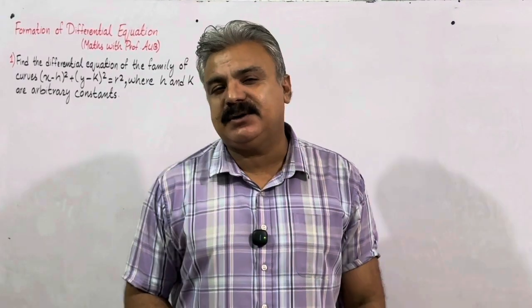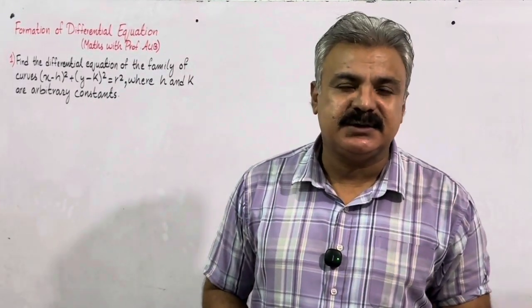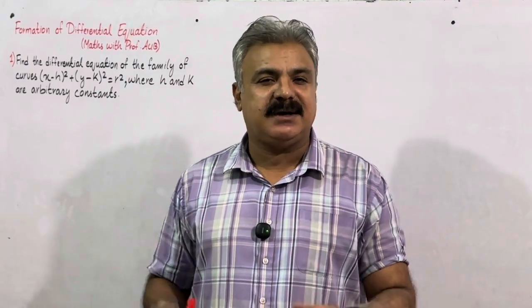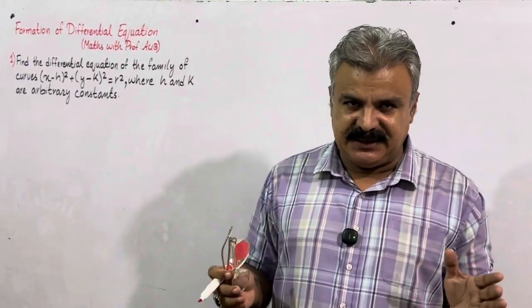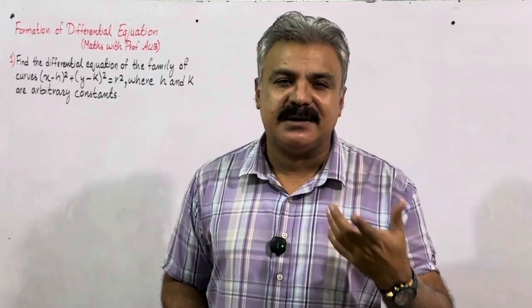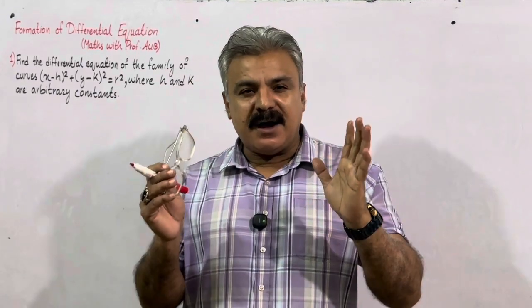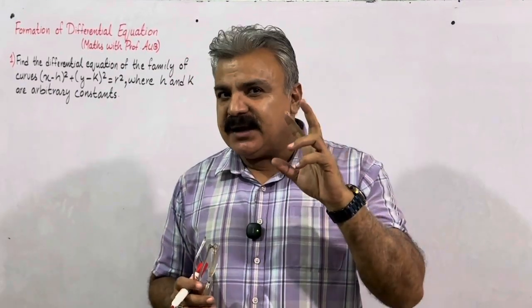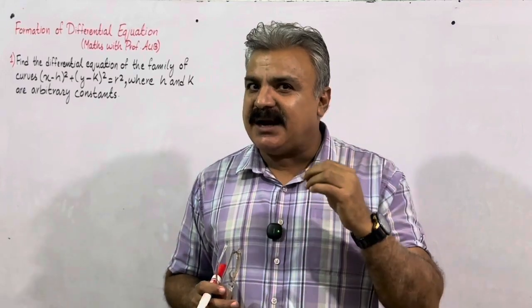I have written an equation of a circle: (x minus h) whole square plus (y minus k) whole square is equal to r square, where the center is at (h, k) and the radius is r. h and k are mentioned here, they are arbitrary constants. How to form a differential equation? There are two arbitrary constants, h and k.